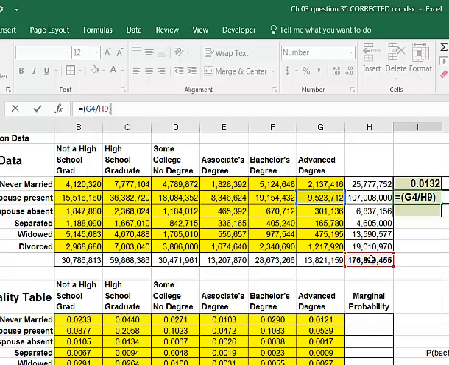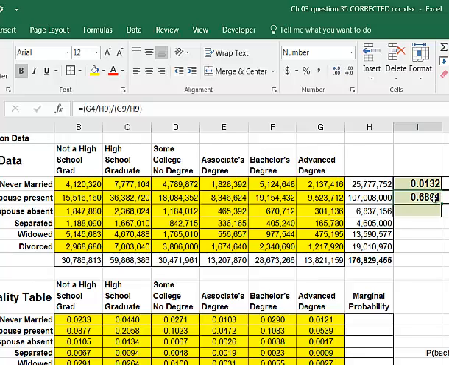So the probability that they have an advanced degree and they're married with the spouse present, that's A and B. We're going to divide that by the probability of B, and that is that they have an advanced degree. And so let's put another parentheses up there. The fact that they have an advanced degree is this number divided by that number again, close parentheses, and that should give us that one. Boom, 6891. And that's the same answer in the book.